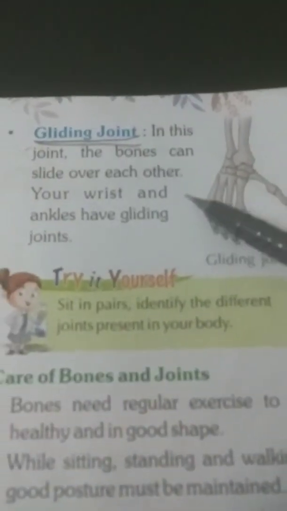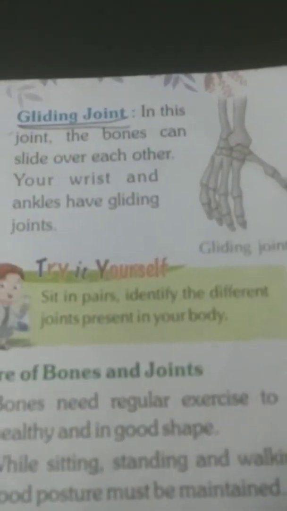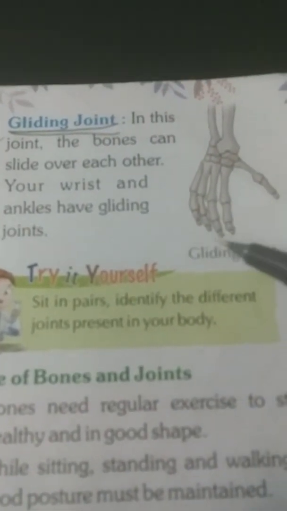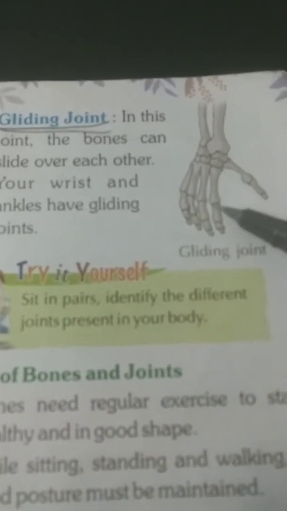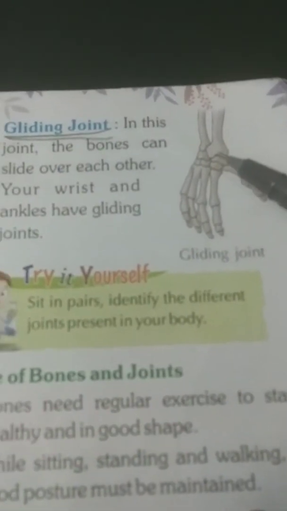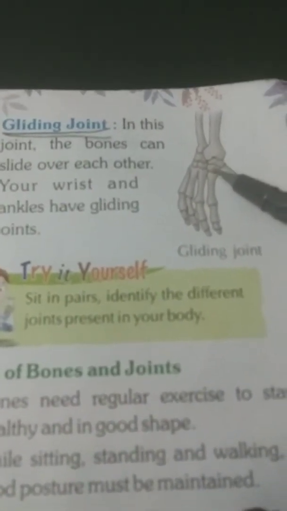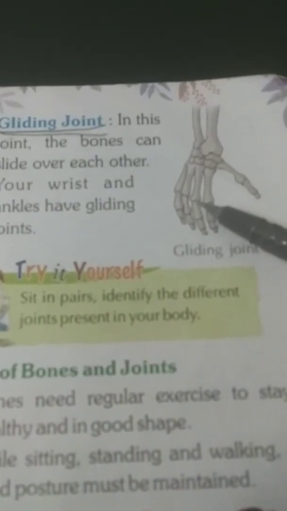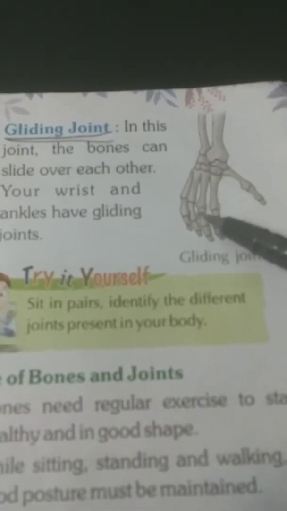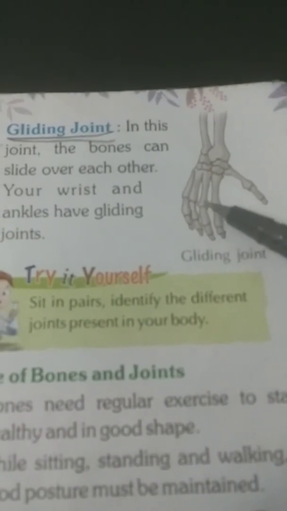Gliding joint. These joints are present in wrists and ankles. These joints are present in fingers also, see, and the wrist also. These joints allow bones to slide over each other. These are the gliding joints.